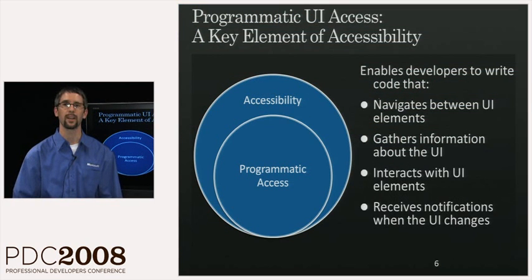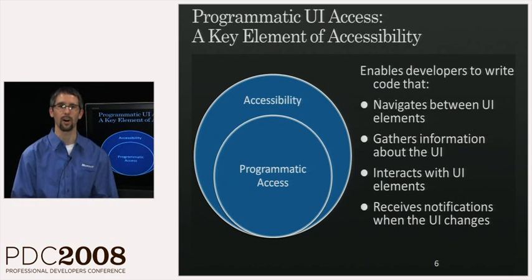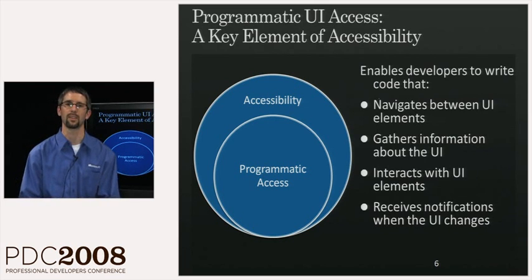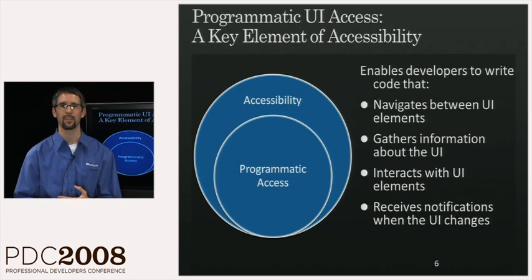So I want to jump right in and talk about the name of the game, which is programmatic UI access. It's not the whole of accessibility, but it's an important part, and that's what the core of this talk is about. Programmatic UI access is all about finding UI on the screen, querying it, manipulating it, and getting events on it when it changes. So this is crucial for two different audiences. Accessibility tools like screen readers and magnifiers and on-screen keyboards, this is bread and butter for them because this is how they interact with applications.